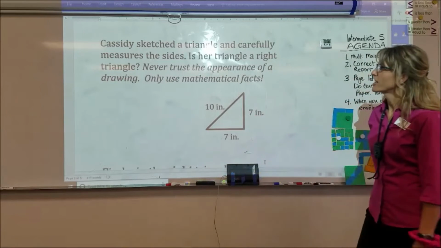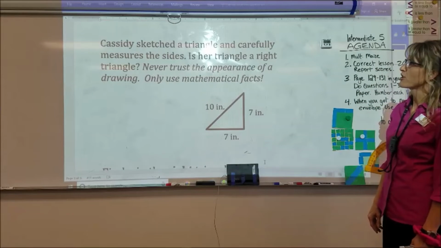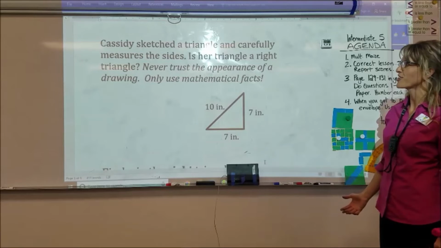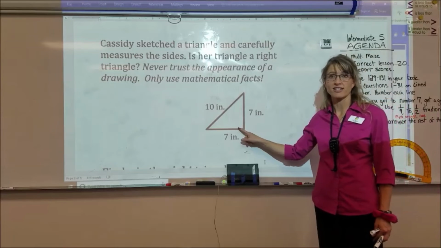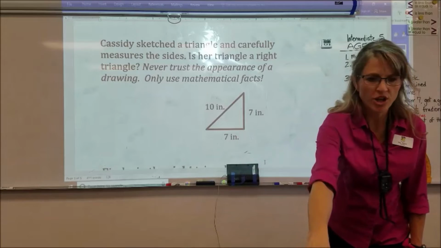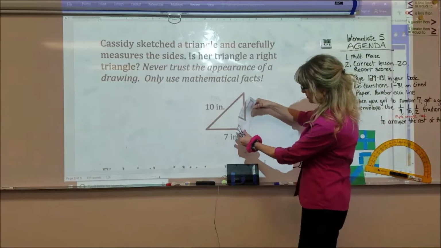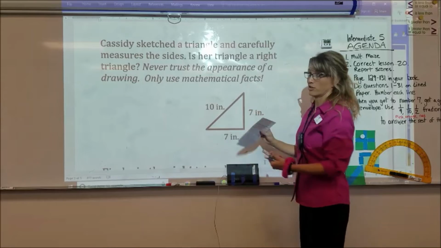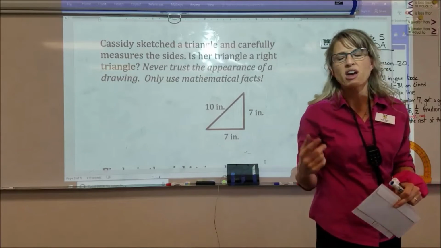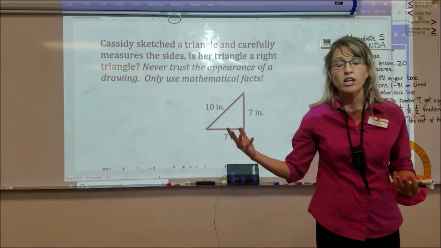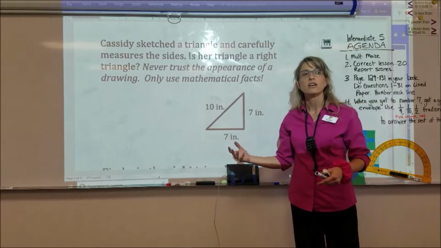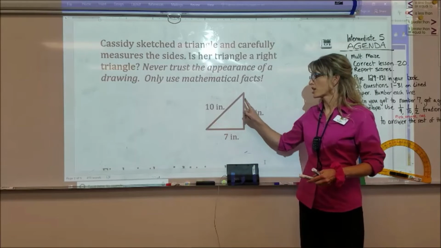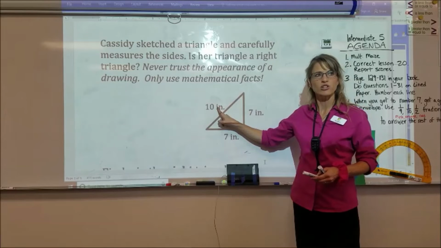Cassie, sketch a triangle and carefully measure the sides. Is your triangle a right triangle? I put never trust the appearance of a drawing. It looks right, doesn't it? Some people say, can't you just hold up a paper to it, Mrs. Boone? If it's right there on the corner, it's a right triangle. Well, it looks right, but let's prove it with mathematical evidence. We've got a theorem that says if a squared plus b squared equals c squared, then it's a right triangle.